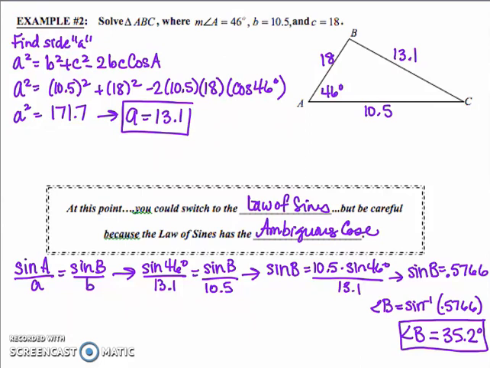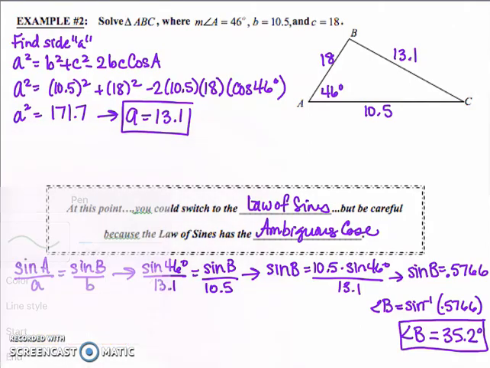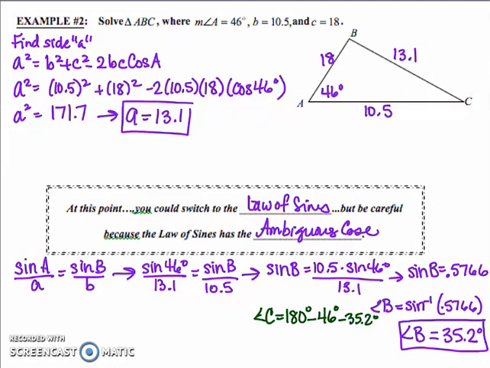Okay, now we know angle B, we can find angle C just by subtracting from 180. So the measure of angle C is going to be equal to 180 degrees minus the 46 degrees, which was angle A, minus the 35.2 degrees, which is angle B. So we find out that angle C is 98.8 degrees. Okay. So now we've solved this triangle.